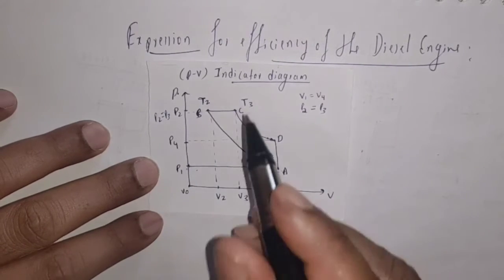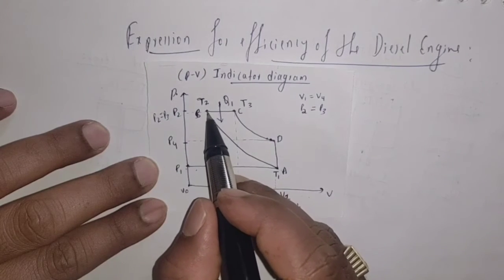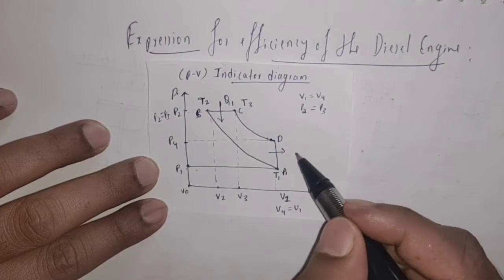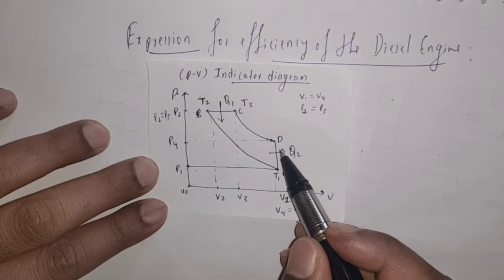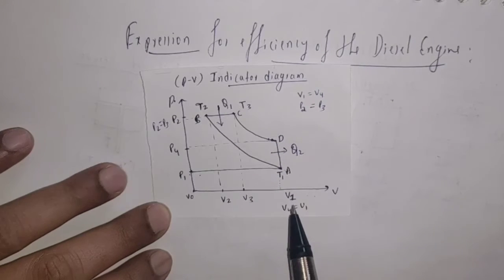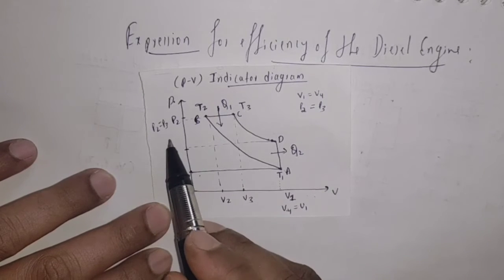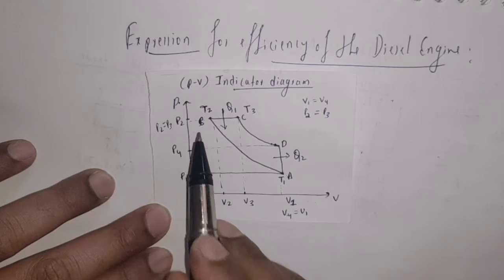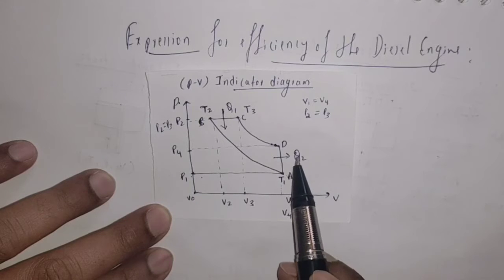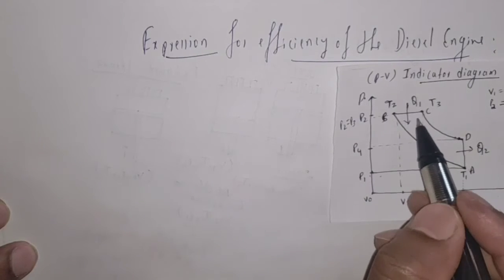Here the amount of heat Q1 is added at constant pressure, and the amount of heat Q2 is rejected at constant volume. V1, V2, V3 and V4 are the volumes, and P1, P2, P3, P4 are the pressures. Q1 is the amount of heat added to the system and Q2 is the amount of heat rejected by the system. Now let us write the equation for the amount of heat added to the system.